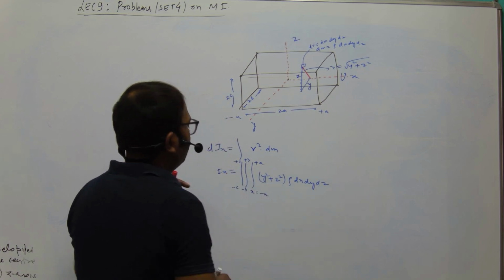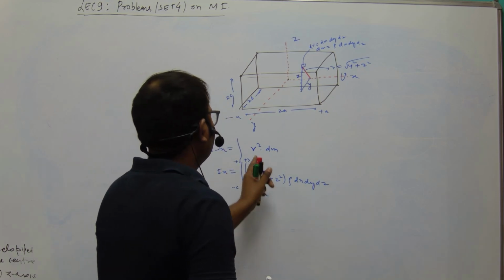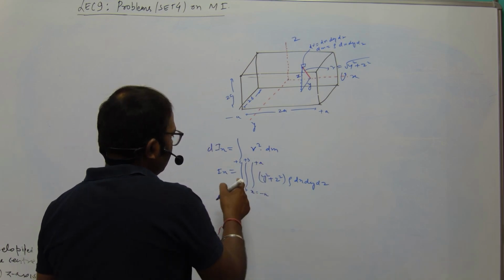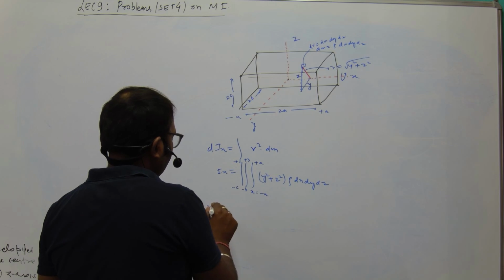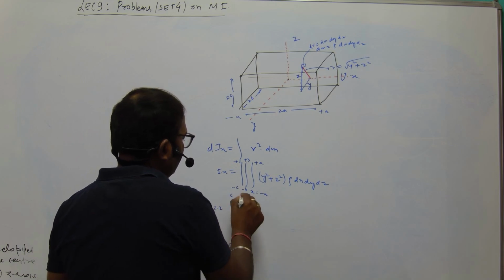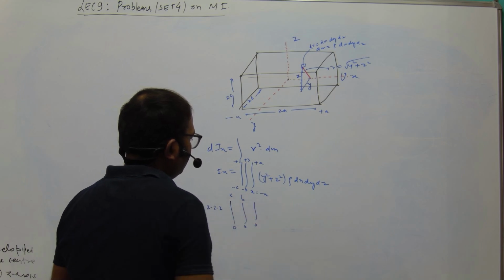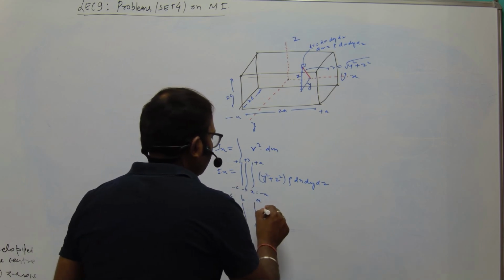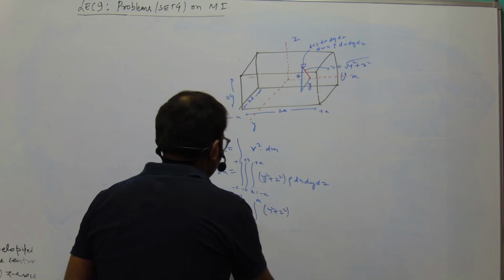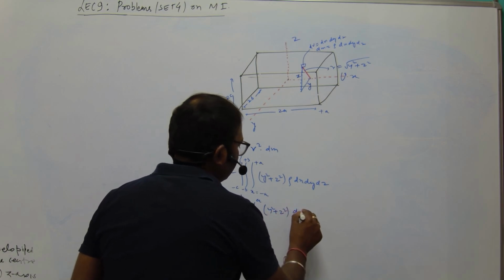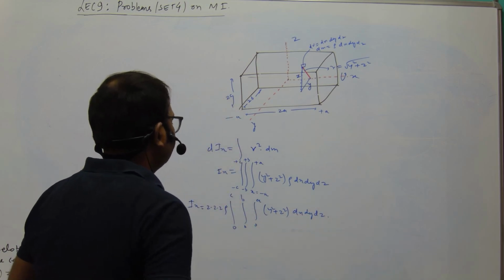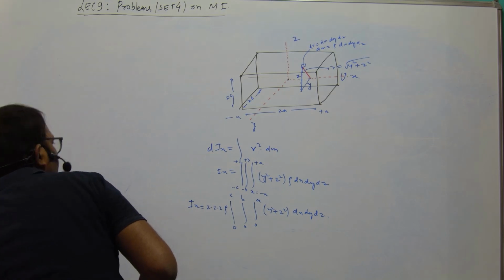Okay, so we can change the limit from 0 to a, and we can take 2 outside. So Ix is equal to, similarly in 3 cases, 2 into 2 into 2. This is 0 to c, 0 to b, and 0 to a, of y square plus z square, with rho we can take out, dx, dy and dz. Okay, let us solve this.